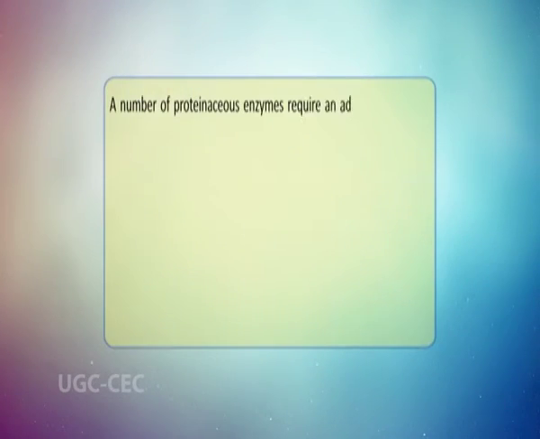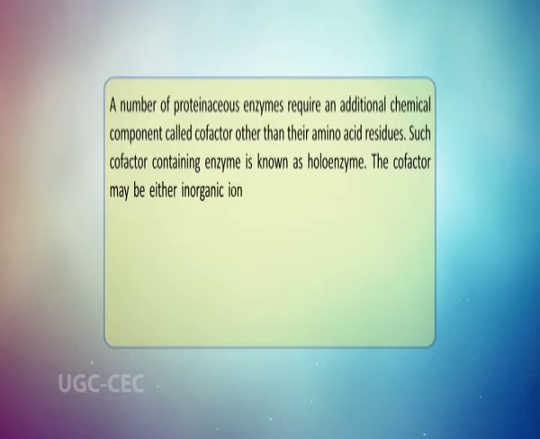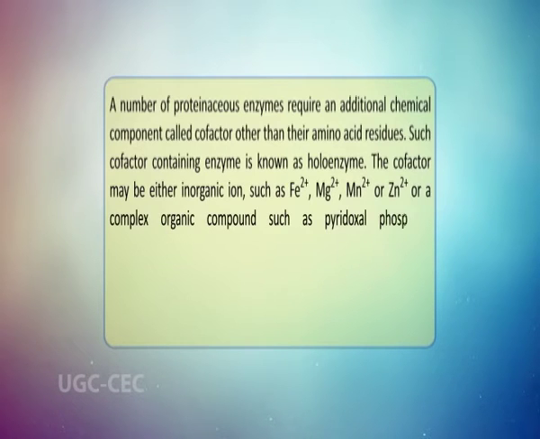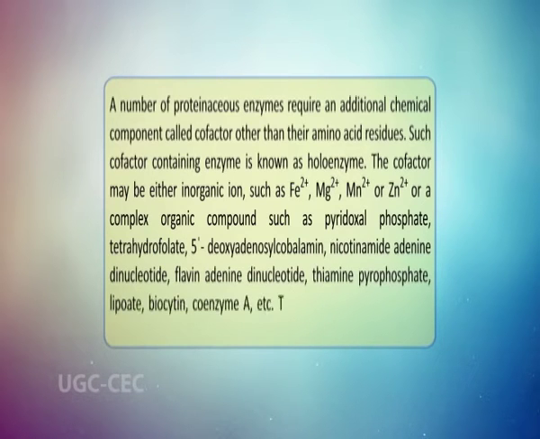We know a number of proteinaceous enzymes require an additional chemical component called cofactor other than their amino acid residues. Such cofactor containing enzyme is known as holoenzyme. The cofactor may be either inorganic ions such as iron, magnesium, manganese, or zinc, or a complex organic compound such as pyridoxal phosphate, tetrahydrofolate, 5'-deoxyadenosylcobalamin, nicotinamide adenine dinucleotide, flavin adenine dinucleotide, thiamine pyrophosphate, lipoate, biocytin, coenzyme A, etc. These complex organic cofactors are called coenzymes.